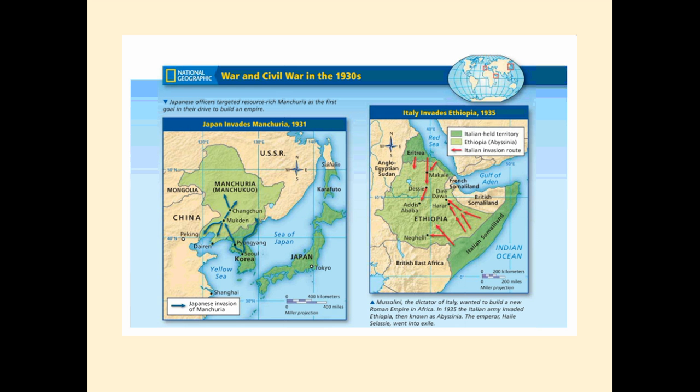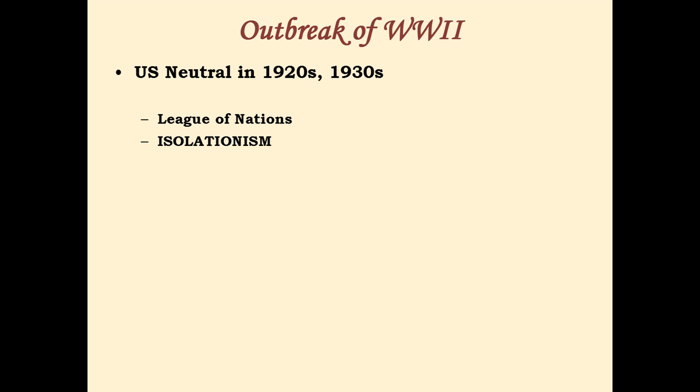At the beginning of World War II, the United States was neutral. We had been neutral in the 1920s and the 1930s. Cast your mind back to World War I. We did not join the League of Nations. The term that we used to describe this is isolationism. We wanted to be on our own. We didn't want to get involved in anything.